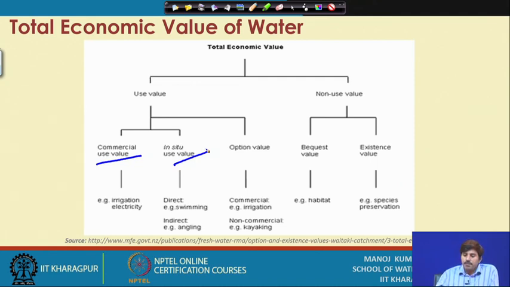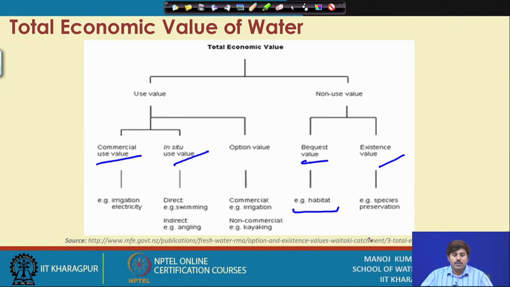Then under non-use values, you have bequest values, which is the legacy value of the habitat itself, and existence values, which arise because of species preservation, biodiversity control and other ecological non-use functions. Those kinds of things can be there.